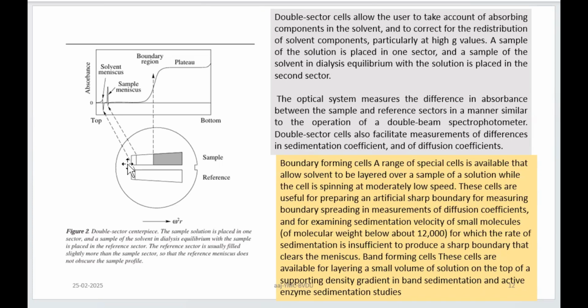So here what you are seeing is the double sector centerpiece that we are discussing. In one centerpiece you have two sectors, that is, the reference as well as the sample cells. So this is one sector, this is another sector, the sample sector and the reference sector. When sedimentation is going on, the light, or the optical system, is going to scan the entire system, the entire process of sedimentation.